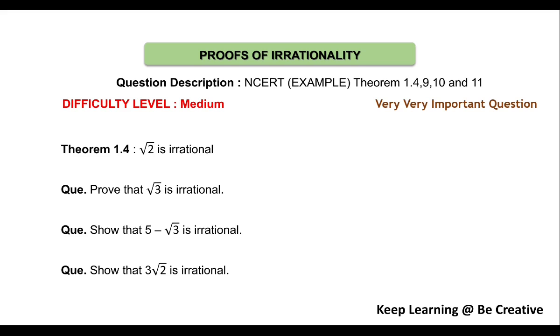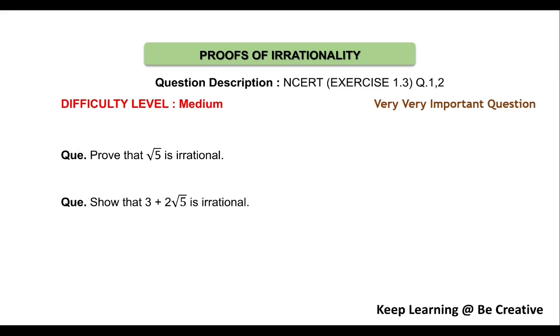The question can be asked in two ways. Either they ask you to prove root 3 or root 2 irrational, or in such type of questions where they ask you to prove 5 minus root 3 irrational, sometimes they give you root 3 already proved irrational, and then you just need to prove 5 minus root 3 irrational, and sometimes you have to prove root 3 as well as irrational and then the complete expression using that concept as irrational.